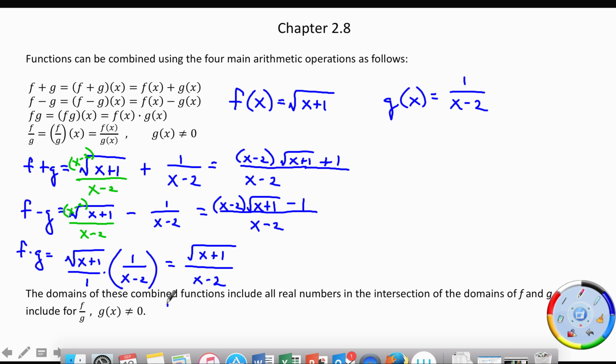Okay, and let's move down here for our f over g. Again, it is f over g. Now, this gives us a complex fraction, and we cannot leave a complex fraction. So whichever method you prefer for getting rid of a complex fraction, I'm going to multiply the numerator and denominator by x minus 2.